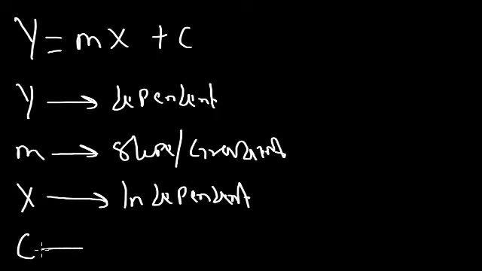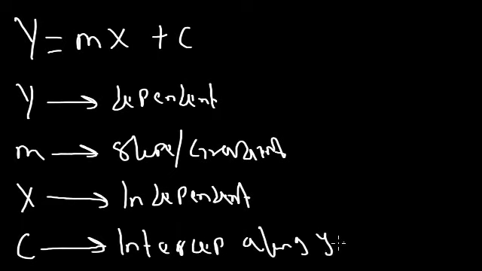Then the last one is C. C is the intercept along the dependent variable axis, the intercept along the y-axis. So note this down, as we will be using them as we proceed forward.